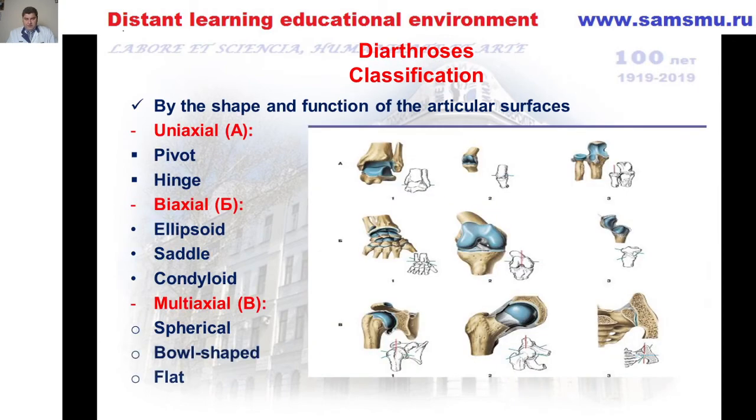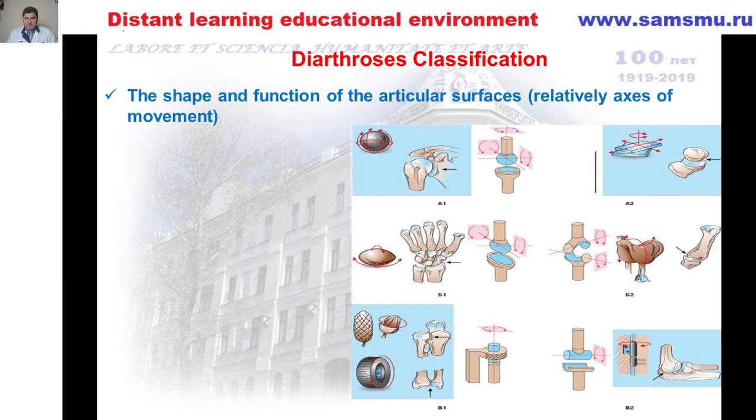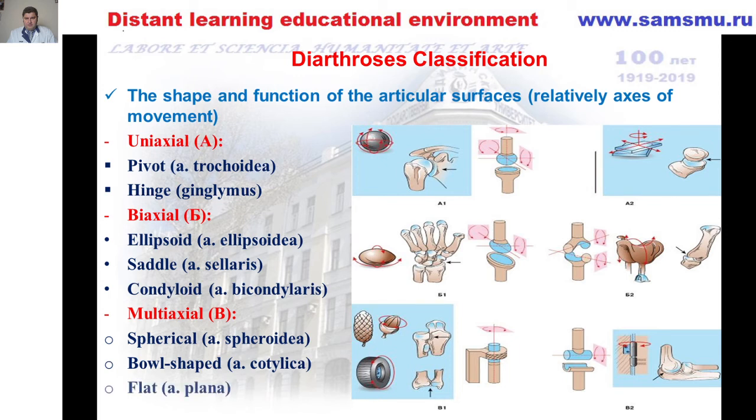So, next we will talk about articular surfaces, and I repeat their terms in Latin. So, we see an uniaxial joint like pivot, hinge joint. In Latin it is articulatio trochoidea, and you may see the picture of the scheme of this joint.